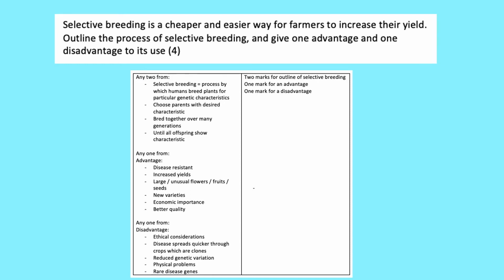And if they're all clones of each other, that's reduced genetic variation, which leads to a lot of problems such as disease will spread more quickly through them because they're all the same. They'll all be just as susceptible to diseases as each other. It can lead to physical problems with the plants, and they'll all have those physical problems. And it can also lead to the development of rare disease genes.